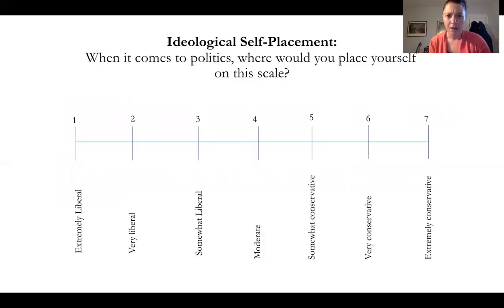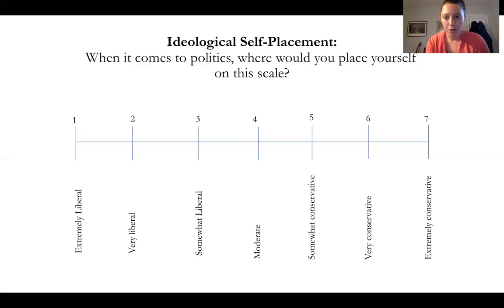Here's what it would look like if I was trying to measure your symbolic ideology, by the way. Here's a 7-point scale going from extremely liberal to extremely conservative. I would ask you where you place yourself on this scale. Now, I should note that in political science, we very much know that ideology is not a unidimensional scale. It's much more than liberal to conservative. But for the sake of the example, we're just going to use this scale.